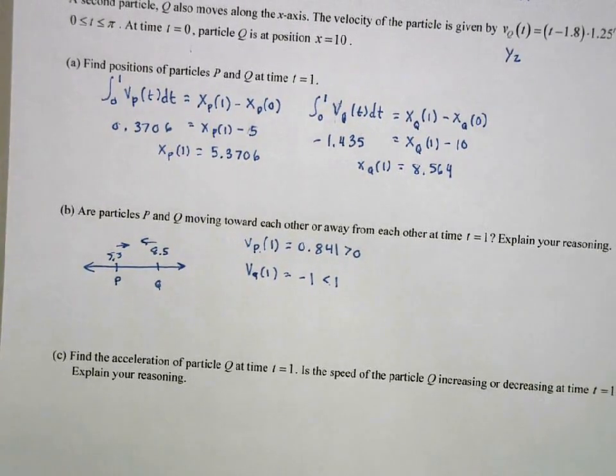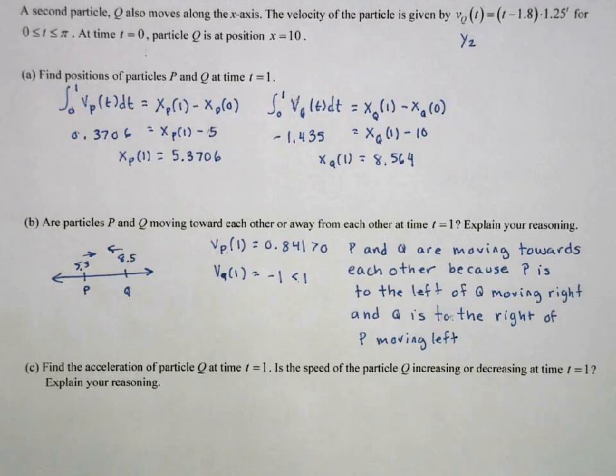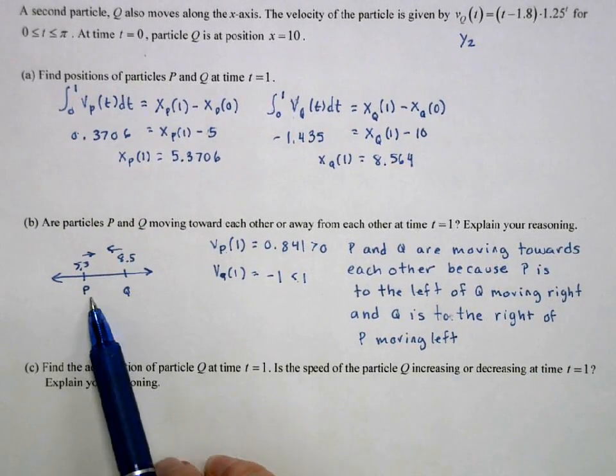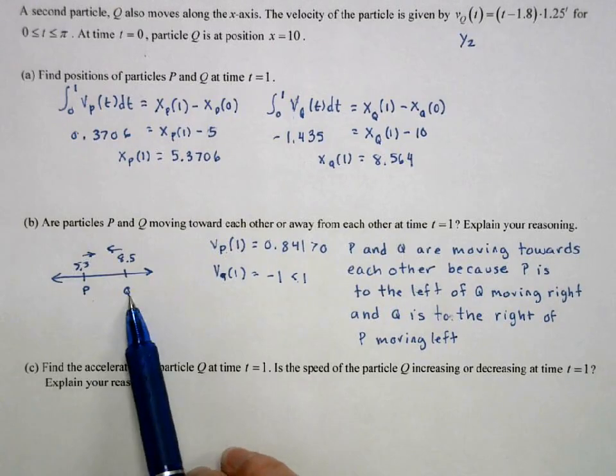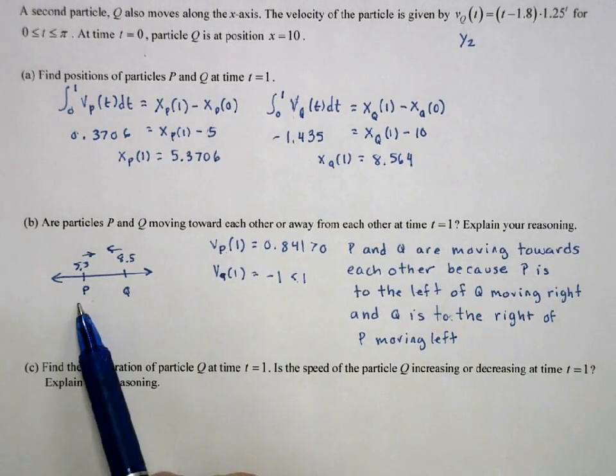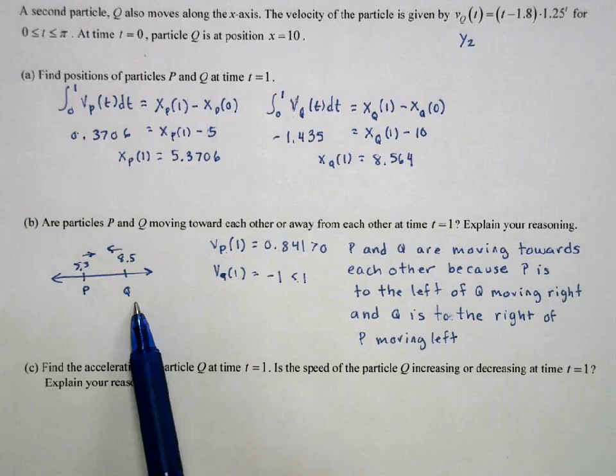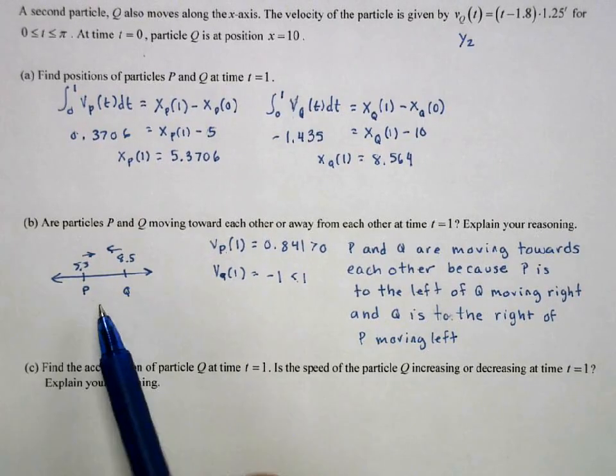So for my explanation, I'm just putting that P and Q are moving towards each other because P is to the left of Q, moving to the right, and Q is to the right of P, moving left, which means they are moving towards each other.